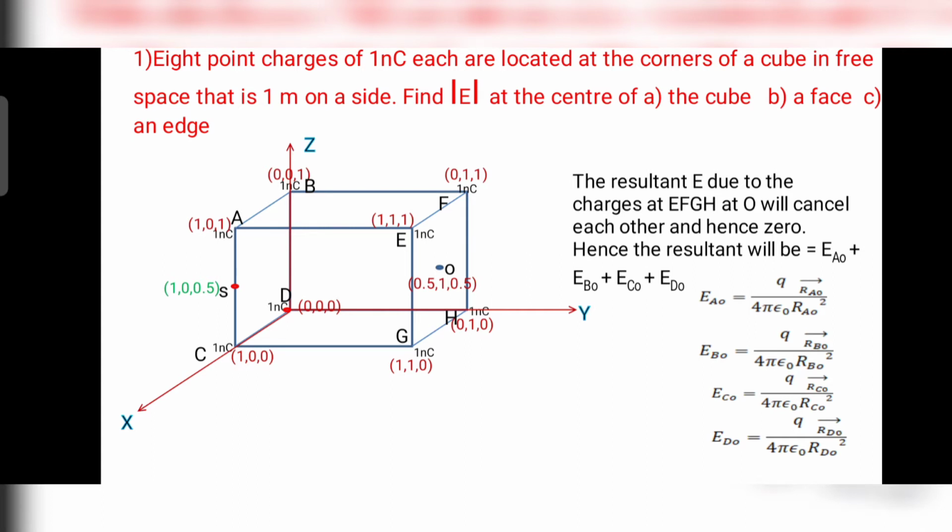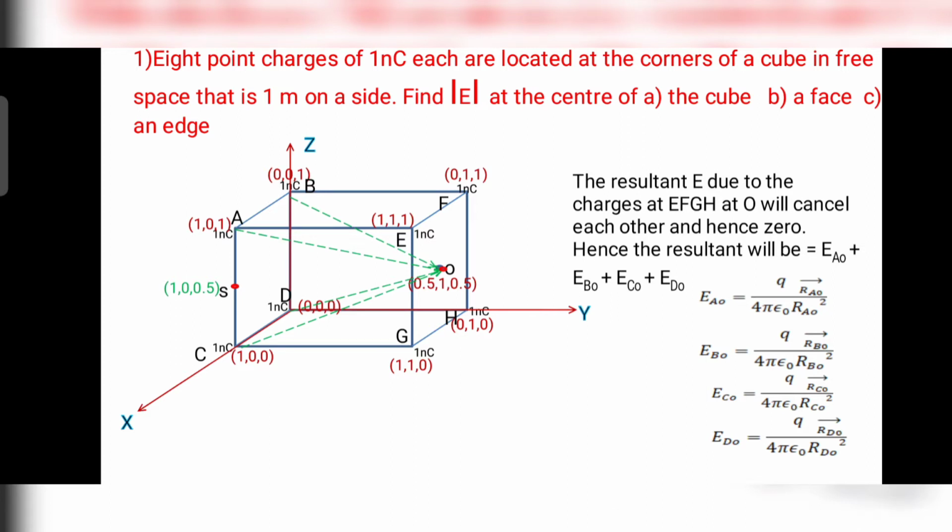First of all, let me locate the point O. Let me show you once again. It travels from the origin: this length along y is 1, the z coordinate is 0.5, and similarly the x coordinate is also 0.5. Hence the point O is given as 0.5, 1, 0.5. So x is 0.5, y is 1 and z is 0.5.